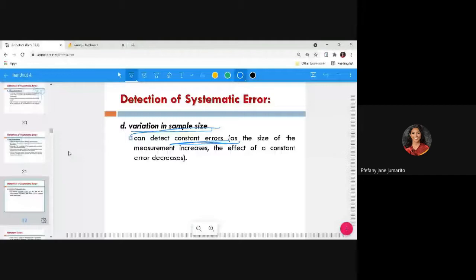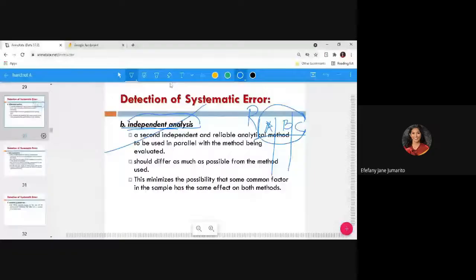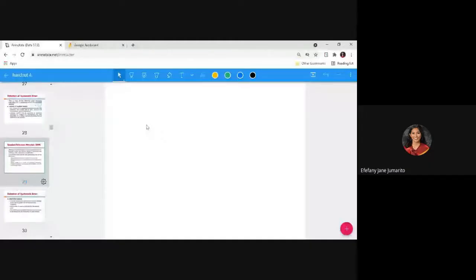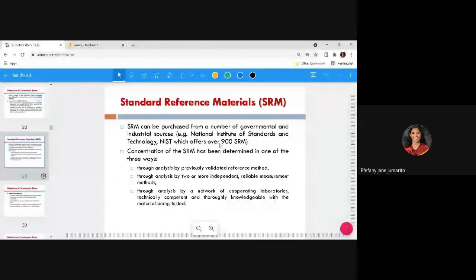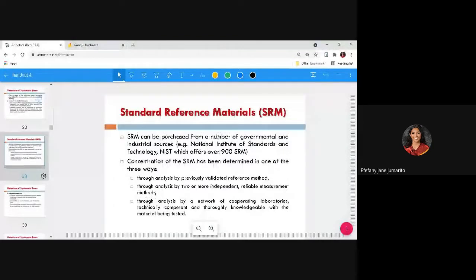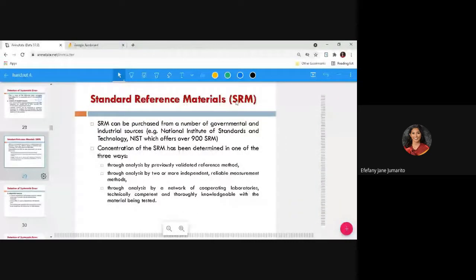Okay, then we also have blank determination. In blank determination, you contain all agents in the analysis other than your sample. So there is no sample for us to have a blank. Okay, blank means no sample. So blank. Then we have SRM. Okay, SRM, standard reference material. You purchase this one.